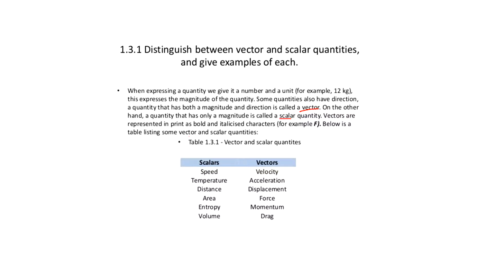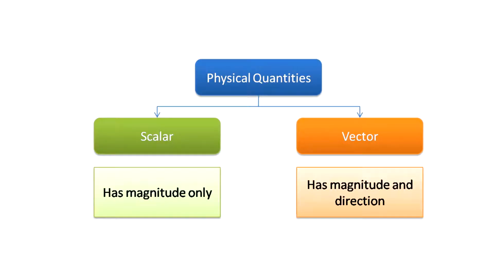Vectors are represented in print as bold and italicized characters, for example, F, capitalized, italicized, bolded. Below is a table with some of the vector and scalar quantities that you'll come across. Scalars, you might hear referred to as speed, temperature, distance, area, entropy, volume. Vectors, having magnitude and direction, you might hear velocity, acceleration, displacement, force, momentum, and drag. So keep an eye out for these.